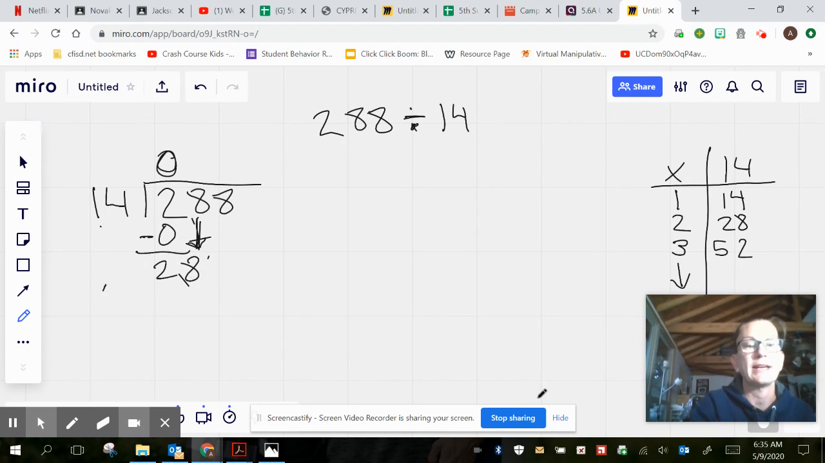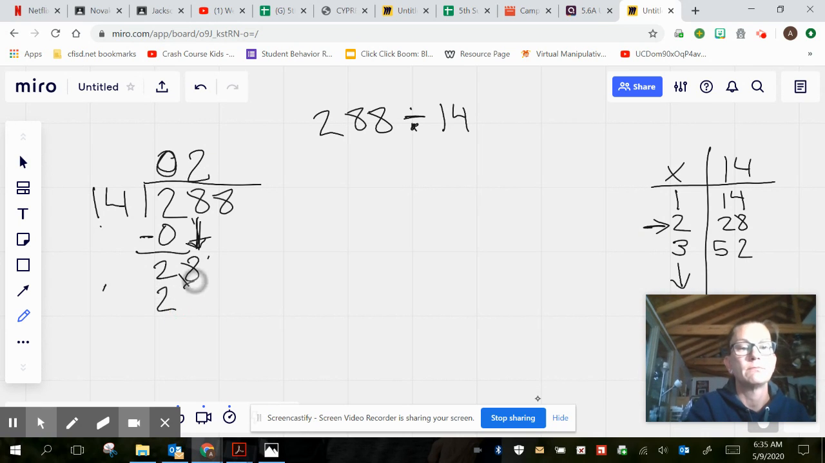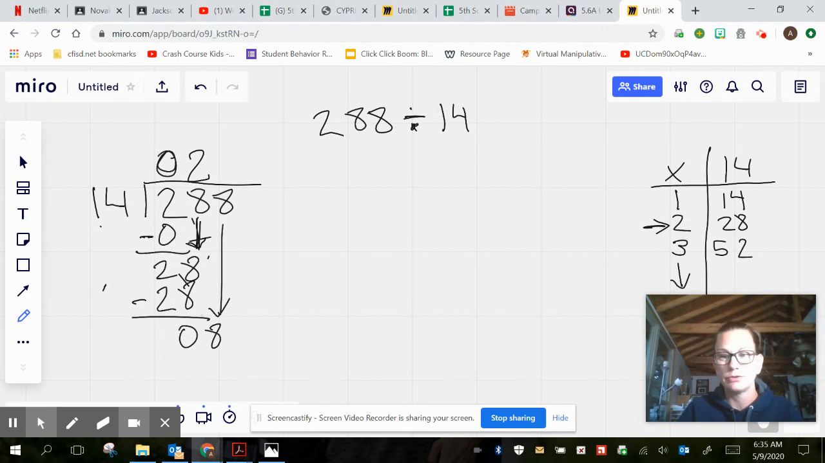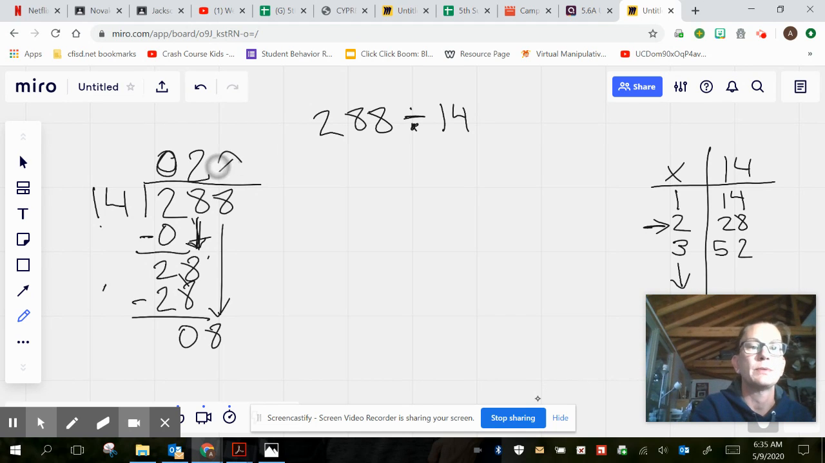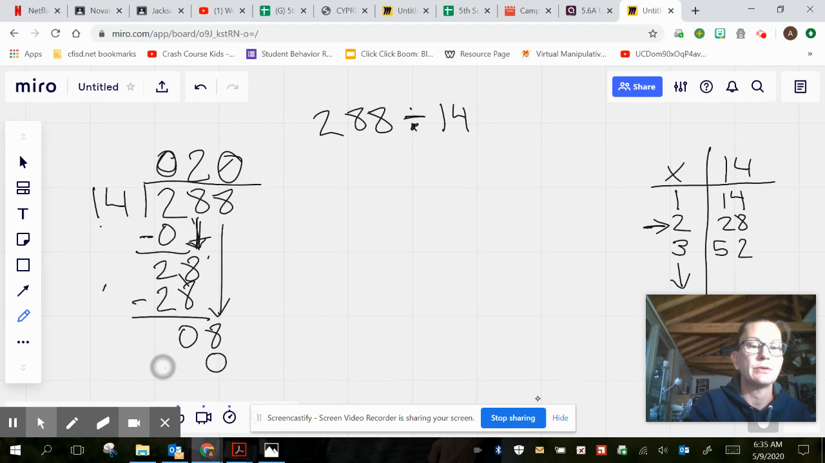So we have 28. We're going to go over here to our T-chart. You'll see 1 times 14, 2 times 28. So 14 goes into 28 2 times. It leaves us with a 0. We're going to bring down the 8. We're not going to practice adding zeros until we get no remainder. So if we have an 8 here, we know that not even 1 goes into 8. So we would put a 0 there, put a 0 here, 8, and our remainder would be 8.